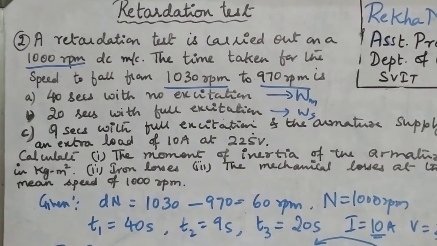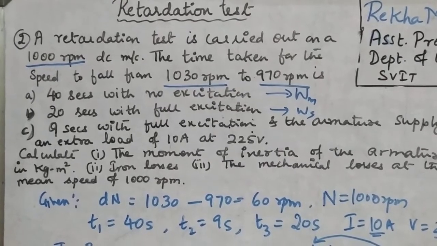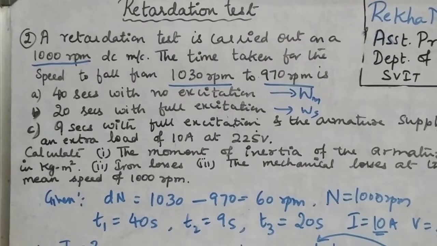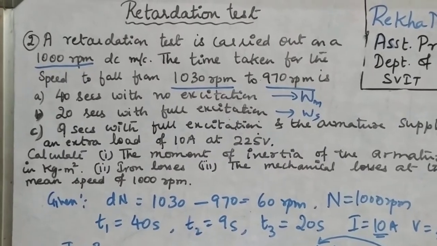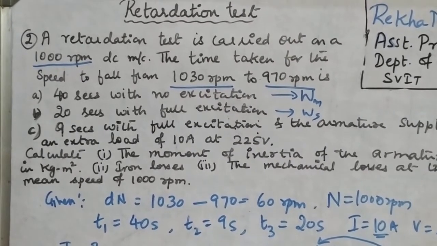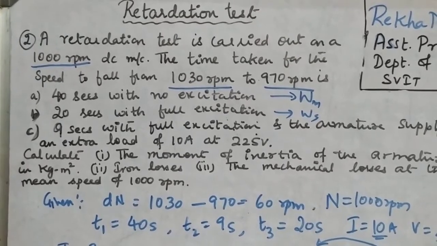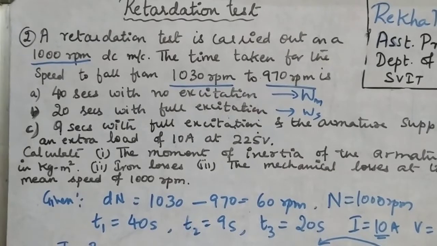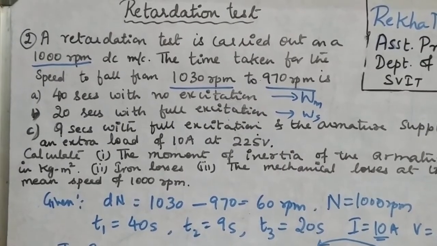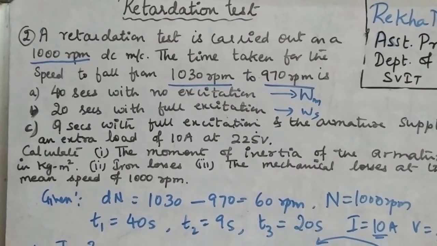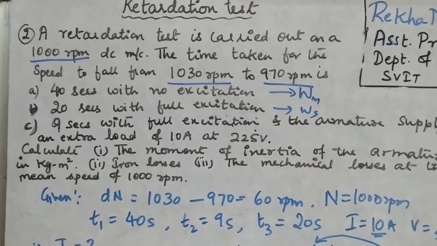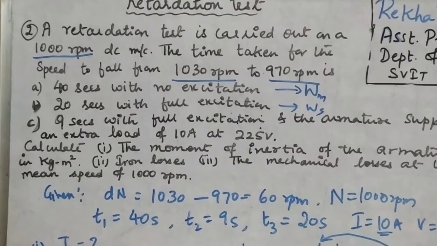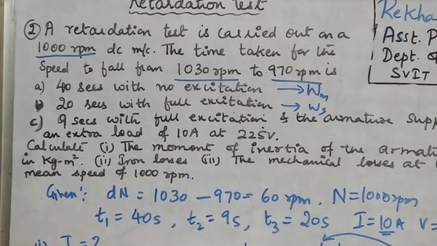Today I am here to discuss a problem based on the retardation test. A retardation test is carried out on a 1000 RPM DC machine, and the time taken for the speed to fall from 1030 RPM to 970 RPM is 40 seconds with no excitation, 20 seconds with full excitation, and the third case, 9 seconds with full excitation and armature supplying an extra load of 10 amperes at 225 volts.